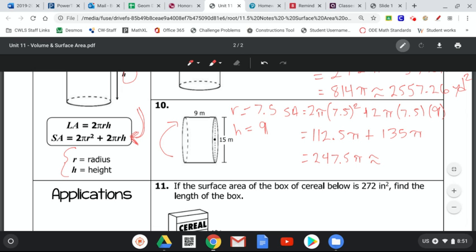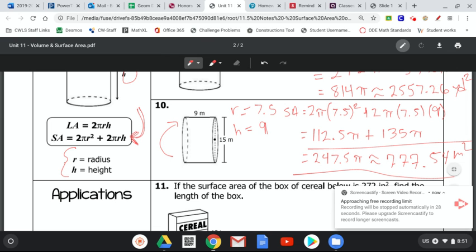which is equivalent to 777.54, and then it's going to be meters squared. So either answer, like I said, they're equivalent, but just answer what the question is asking for.